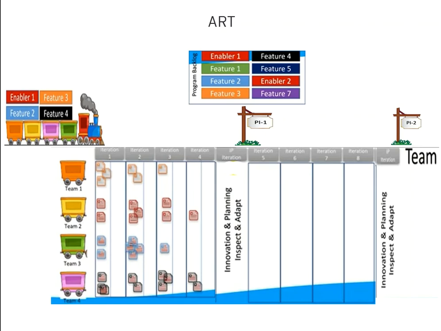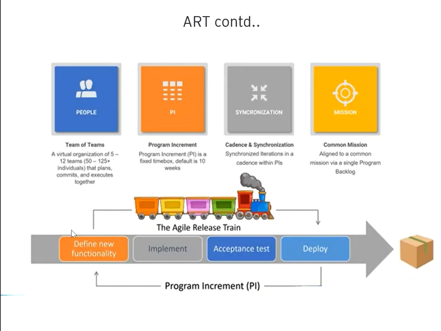All the team members will be doing the work for a common goal, that is to complete the PI, and a shippable increment will be available at the end of this PI sprint. And this is the ART. It is a team of teams, 5 to 12 teams, like 50 to 125 plus individuals.